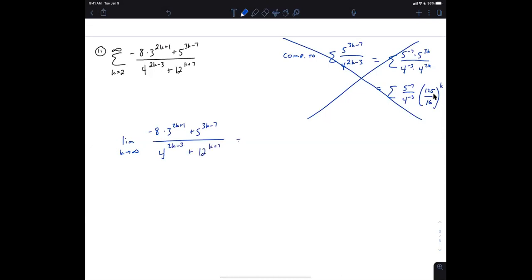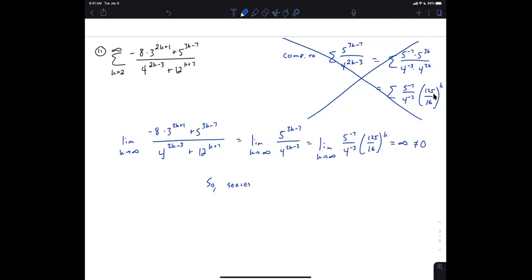So when we're doing the limit of the sequence, you take the biggest thing on top and biggest thing on bottom. The biggest term on top is 5 to the 3k minus 7. Biggest term on bottom is 4 to the 2k minus 3. And we actually do the same thing we did in what I crossed out. And so 5 to the negative 7 over 4 to the negative 3 times 125 over 16 to the k. Well, that's infinity, which is not 0. So then the original series diverges by the k term test, the test for divergence.